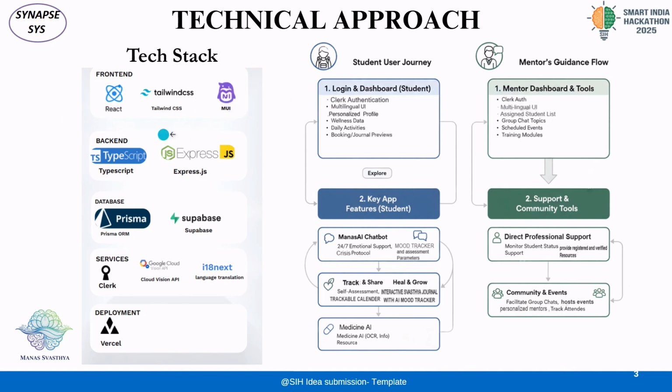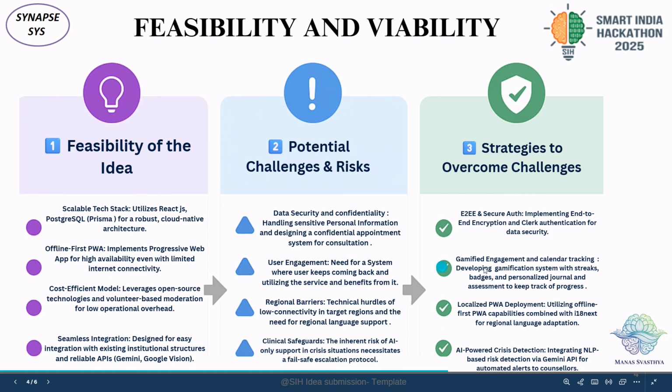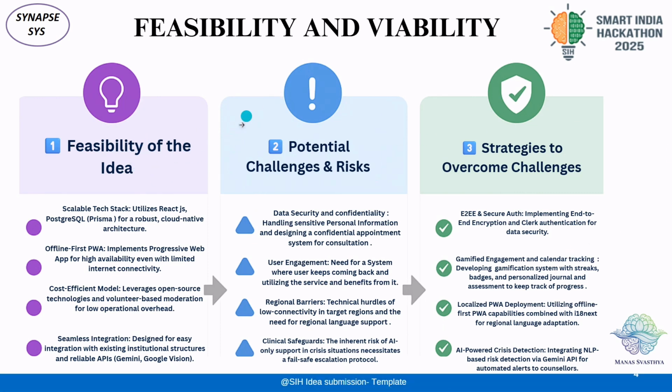We have used React, Tailwind CSS for designing the front end, also MUI for certain components. The backend is designed with TypeScript, Express.js. The database is Prisma and Supabase. Authentication is done by the Clerk API, as I said, and the Google API for the AI and AI related features. i18next for the translation, and the deployment is done using Vercel. As you can see, the feasibility of our idea, the potential risks we had to encounter, and the strategies we have used for overcoming these challenges.